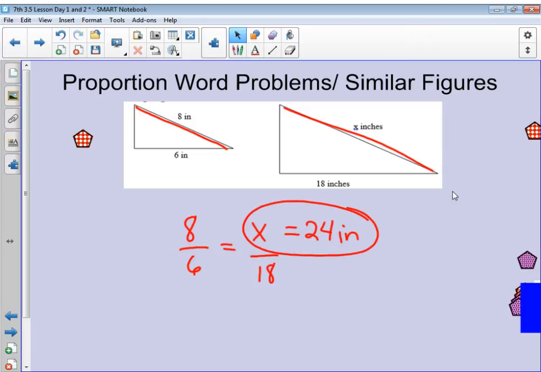You should have gotten X equals 24 inches. And I know sometimes kids can look at these and be able to say, let's see, they went 6 times 3 to get 18. So 8 times 3 would give me what X is. And that's okay. But I just want you to realize that you can always set it up as a proportion to make it maybe visually easier for you to understand the information that's there. That's it for this part of the lesson. Good luck, and just make sure that you're matching those labels.